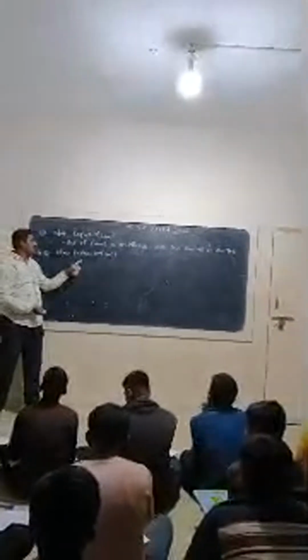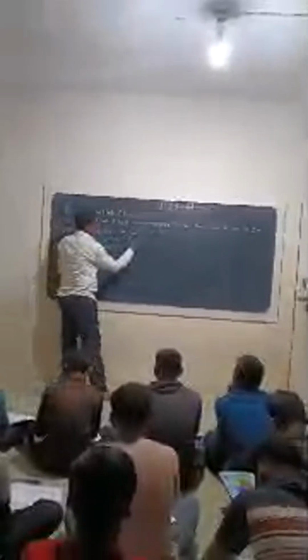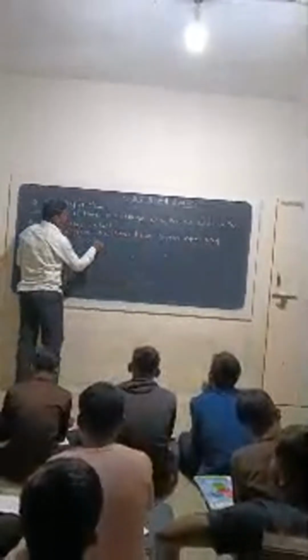This question is also taken in your paper: state Kepler's second law, or state the law of areas. The statement is the same; both statements are the same. The line joining the planet and sun sweeps equal area in equal intervals of time.